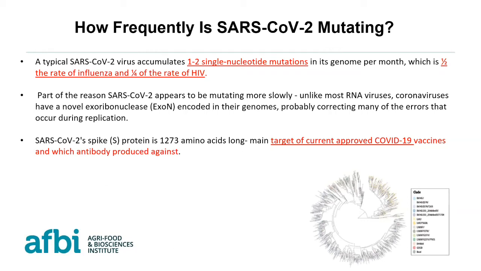But you can see the spike protein in SARS-CoV-2 is 1,275 amino acids long, and obviously each amino acid is 3 nucleotides, and so that's quite a large amount that can actually mutate to change the spike protein.